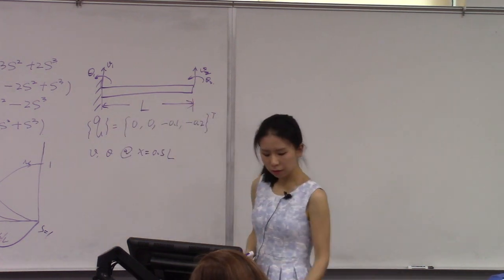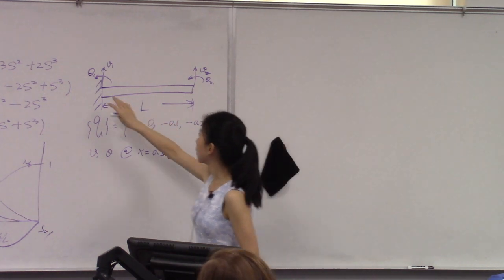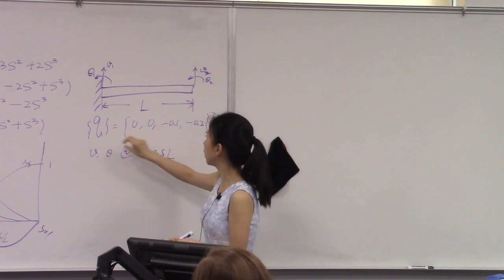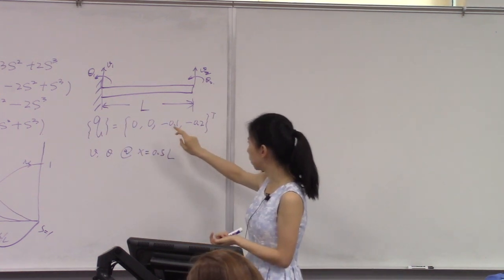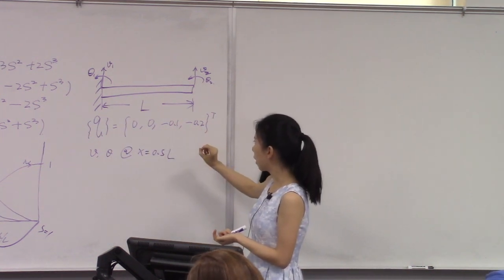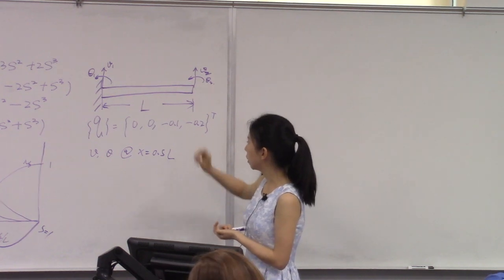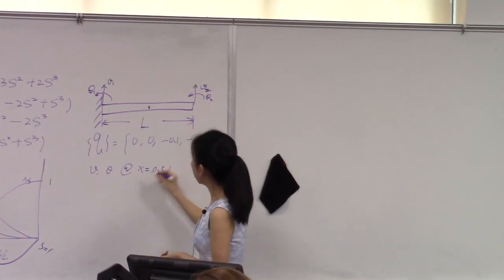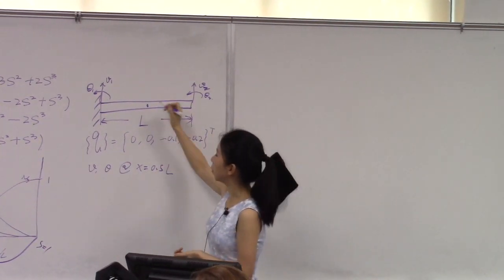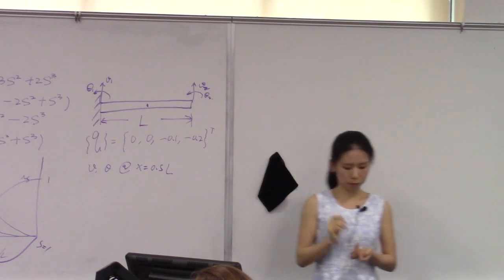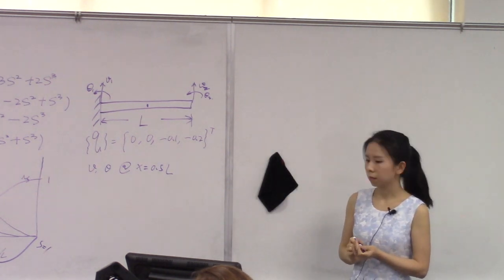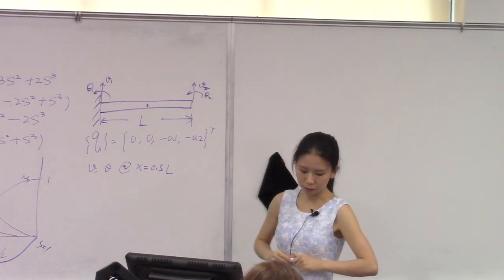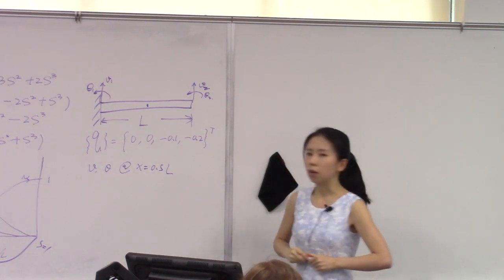So this is the question. A cantilever beam is clamped on this side, and Q is given as 0, 0, negative 1, negative 0.1, negative 0.2. The question asks, what is the deflection and rotation at x equal to half of L, so at the middle point? How to solve this question? This is a very typical interpolation question. So how to do this?